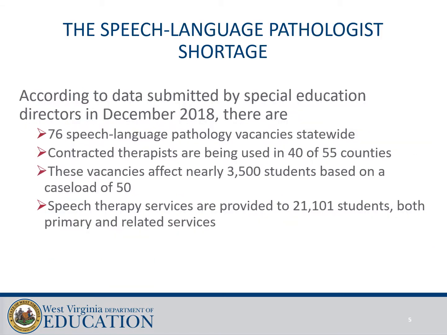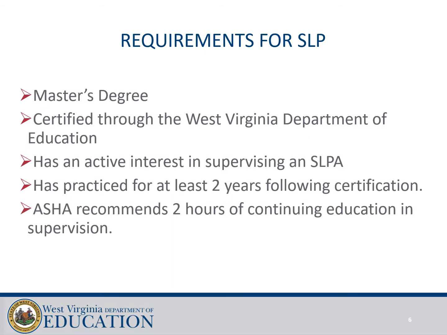We, like many other states, have a shortage of speech-language pathologists working in the school system. According to data submitted by special education directors in December 2018, there were 76 speech-language pathology vacancies statewide, and contracted therapists were being used in 40 of 55 counties. Those vacancies affect nearly 3,500 students. That being said, we were serving over 21,000 students. So we need additional therapists, and one of our options is to use SLPAs.